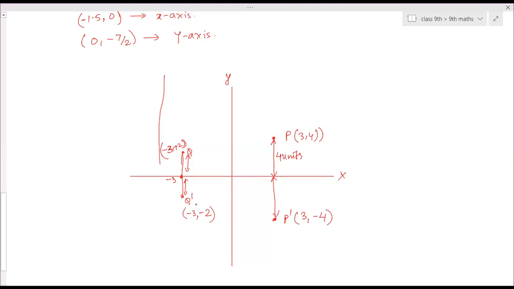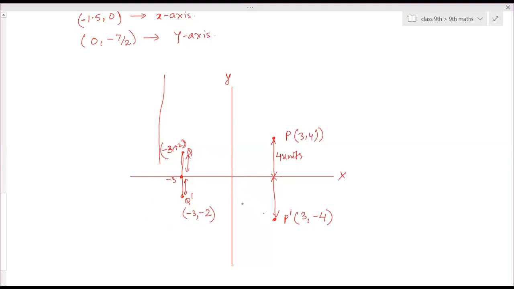Yes, ma'am. If they keep the mirror diagonally, then you have to do it diagonally. In that case, the image will come here from the origin. So both the values will change. Both the signs will change.